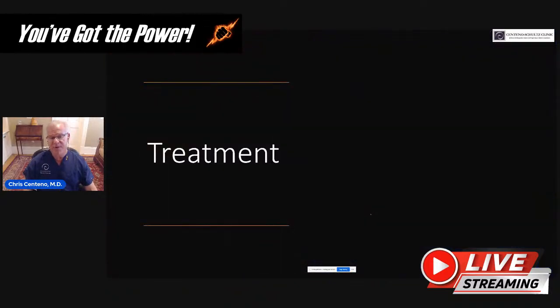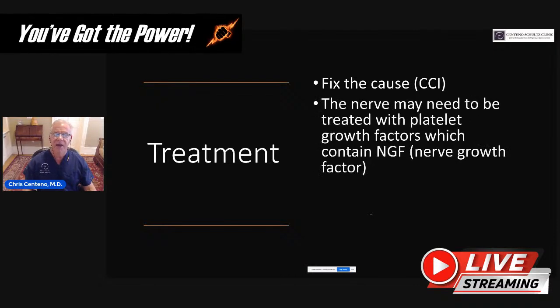So from a treatment perspective, you have to fix the cause, which in CCI patients is usually the CCI. And in addition, in some patients, the nerve may need to be treated separately. We do that with platelet growth factors, or what's called platelet lysate, which contains a nerve growth factor to try to help the nerve, because the nerve's been getting beat up for some time.